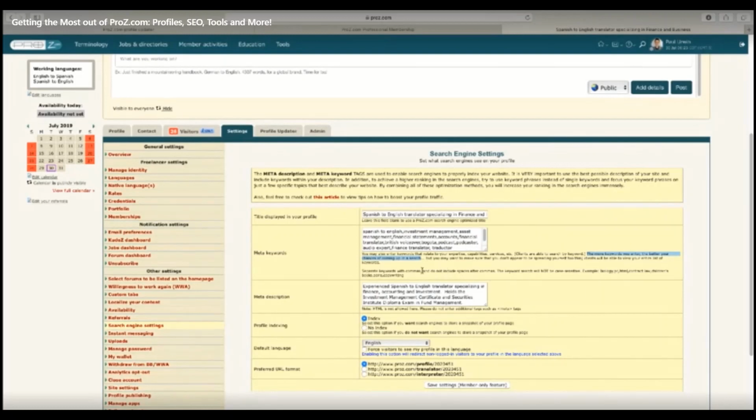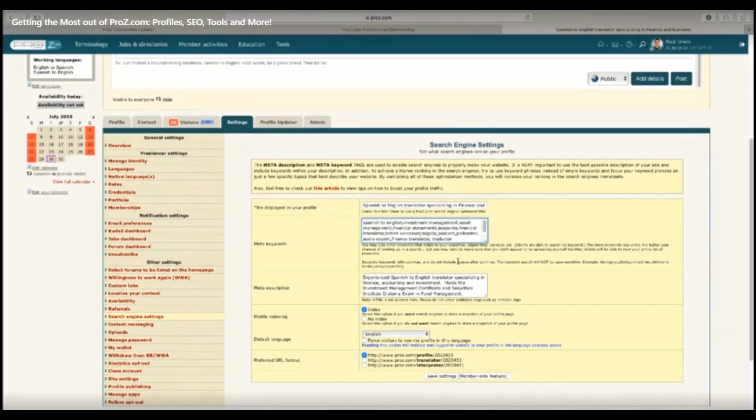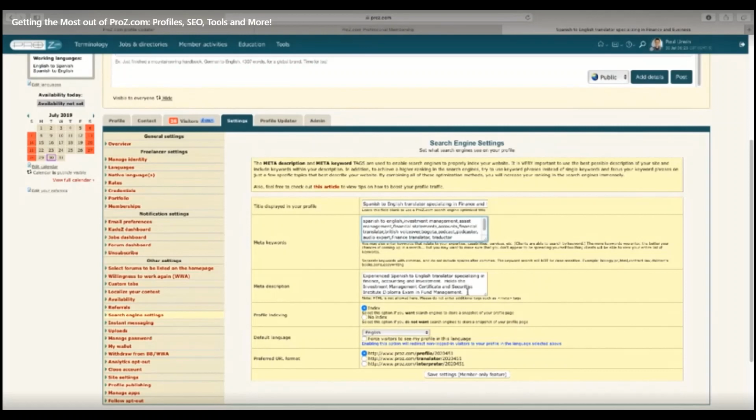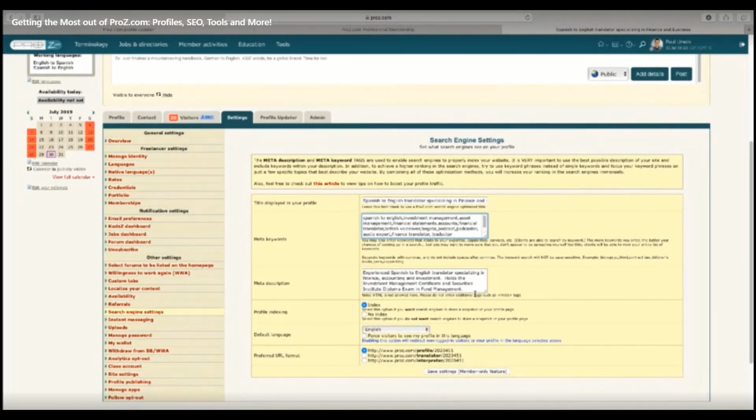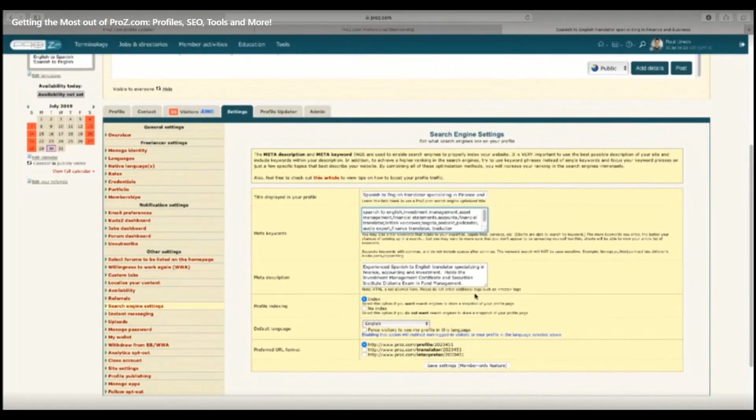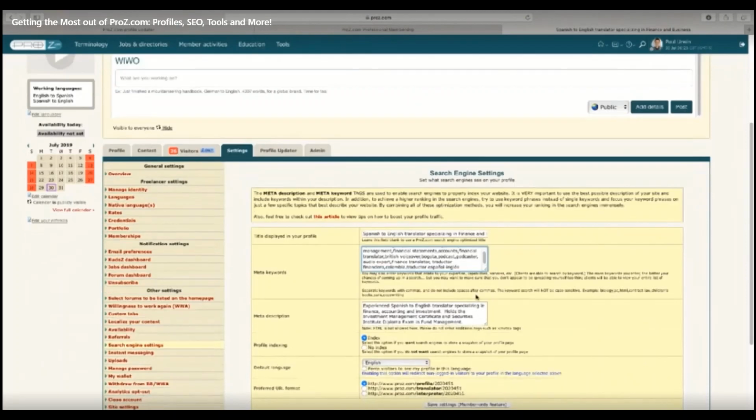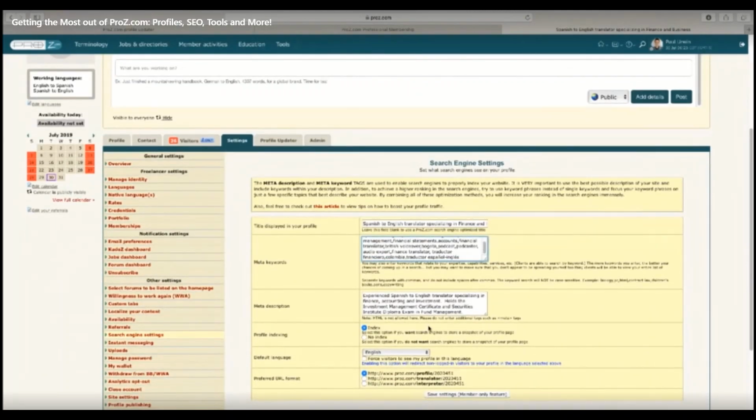So separate keywords with commas and do not include spaces after commas. Keywords will not be case sensitive. Okay, well, you can see a few keywords here: Spanish to English, investment management, asset management. So obviously you're going to put the keywords there that apply to your particular case, and also include the meta description. Fill in as much as you possibly can on your profile. Really important. So that's the search engine settings within the Proz.com platform.